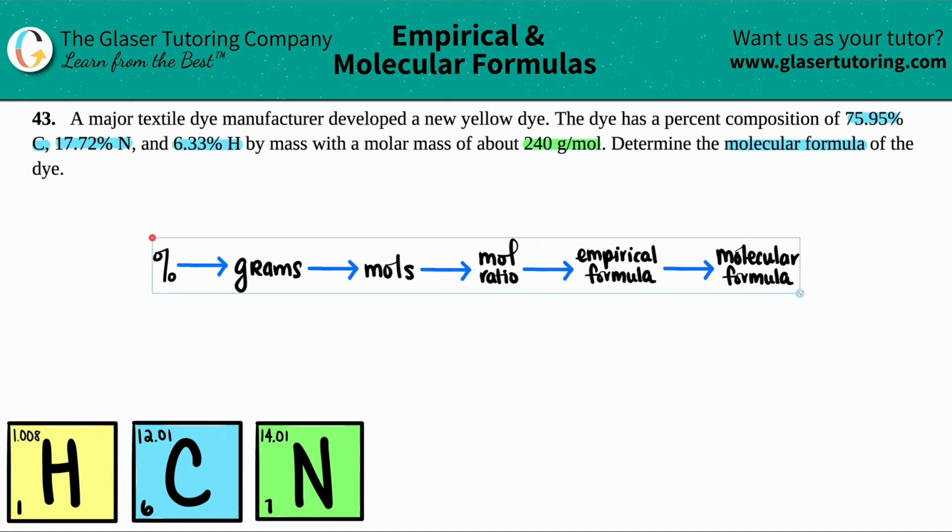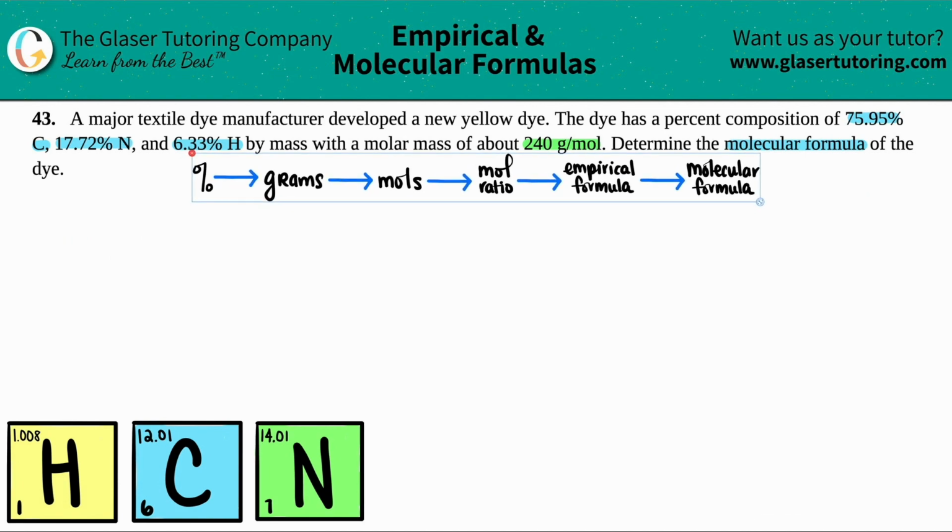Now let me just make this a little bit smaller. I'll put this up here, but this is basically what's going on. You could always find a molecular formula all the way from the percents by following this 5-step plan. If you guys remember these steps for your test and quiz on empirical and molecular formulas, you guys are going to be golden. So the first thing is we have to start with the percents, right?